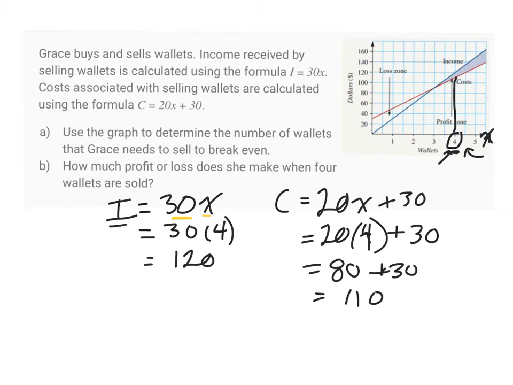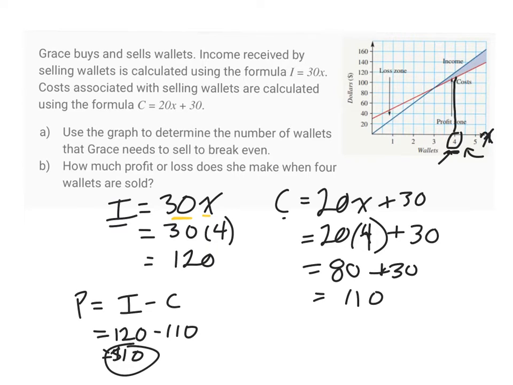So now we know our income, and now we know our cost. We talked about it in class, but profit equals income minus cost. So profit equals $120, which is the income, minus the cost of 110. Off those 4 wallets, she's able to make $10. So there's her profit in this situation.